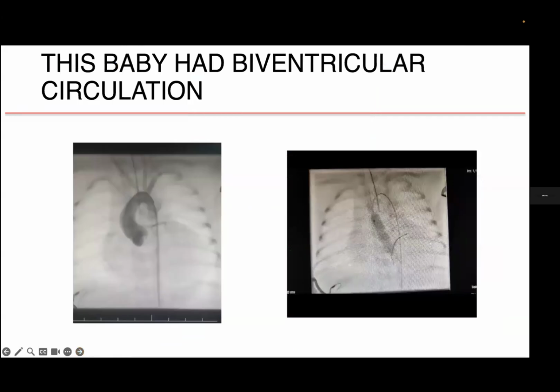So this case, what I have shown, had severe aortic stenosis, but the left ventricle was always well preserved. The foramen ovale flow was always well preserved. And therefore, we did not do any procedure, and this baby was delivered, and he underwent biventricular correction by just balloon aortic valvotomy, and that too after the birth.